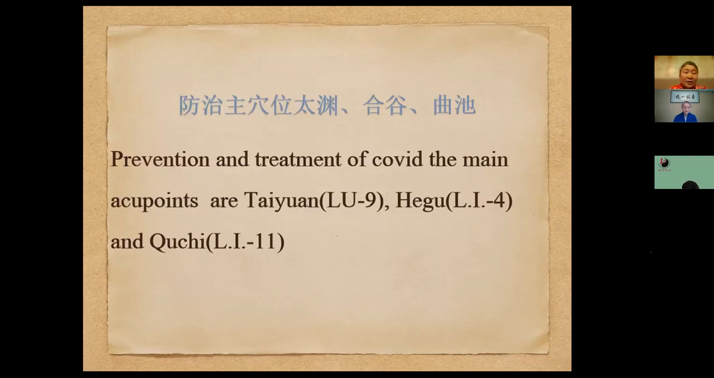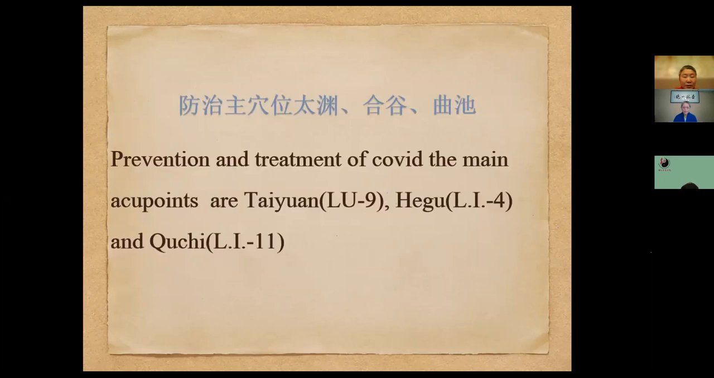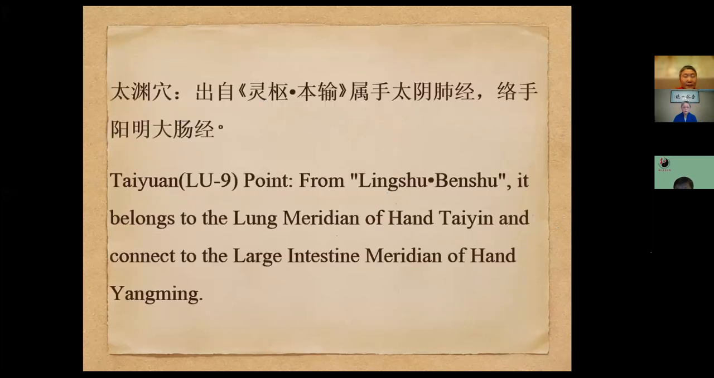So now we come to the main point, how to prevent and treat COVID: Taiyuan LU9, Hegu LI4, Quchi LI11. This is normally for preventing COVID-19. Hegu and Quchi have a very good function of reducing the heat, the fever. During the treatment, Hegu is the main point to reduce the fever, and Taiyuan will help Hegu in protecting our lungs.